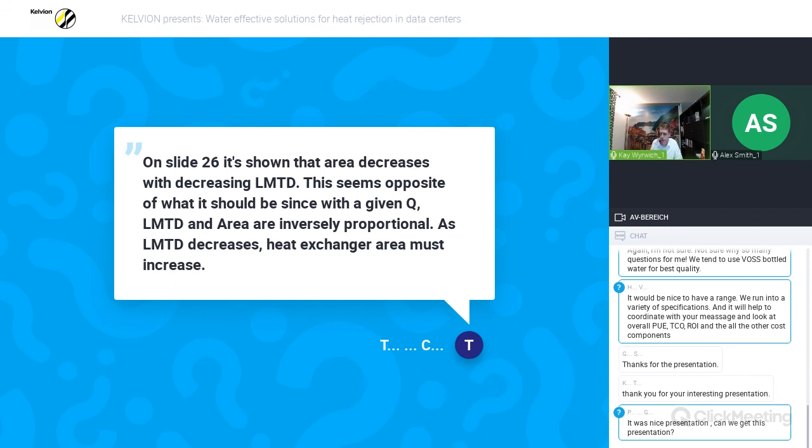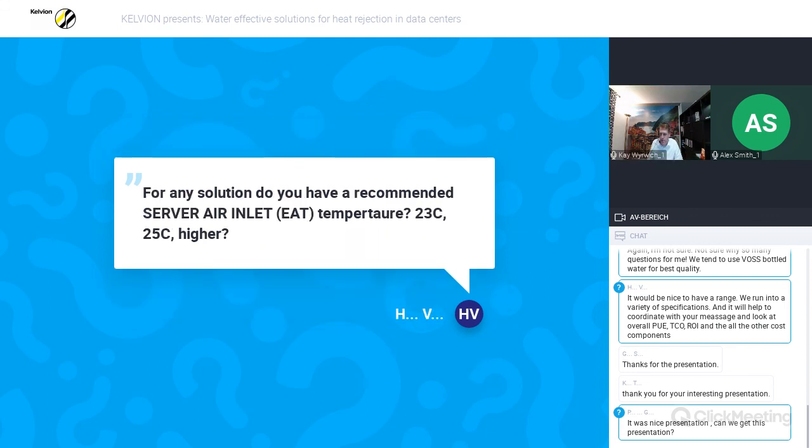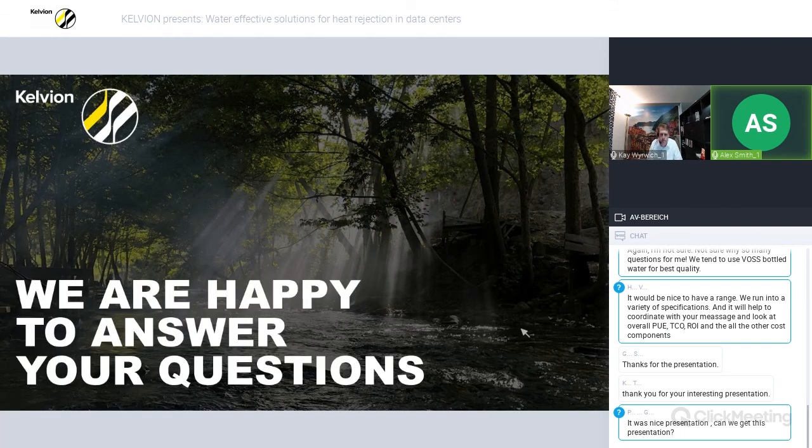I'd like to go to this question over here, although I wanted to show a slide. We're doing it. Let me. Yes, so for any solution, do you have a recommended server air inlet temperature? If I pull up the slide I want to show, someone might have to help me out here. One second. There we go.